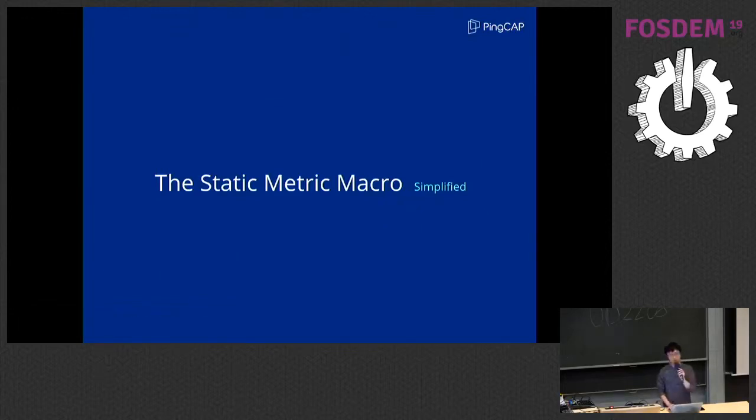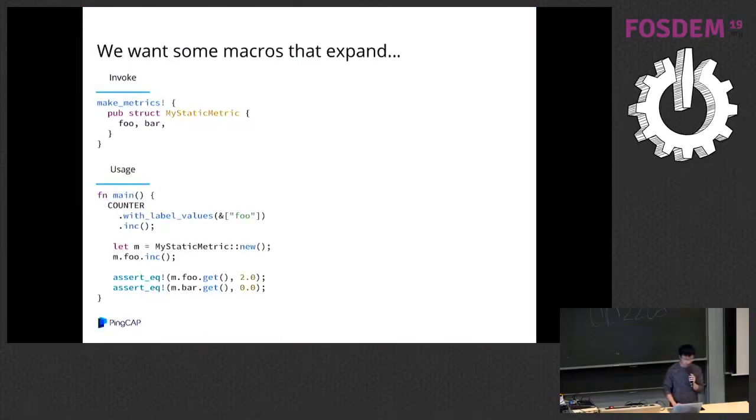I can use some simplified cases to illustrate how this static metric macro is implemented. So let's take a look at a simple case. For example, we want some macros that expand these kinds of things. After expanding, we can use it like this. For example, here is a counter with label values foo, and this should be something that the macro expanded. And after expanding, I should be able to just increase the counter.